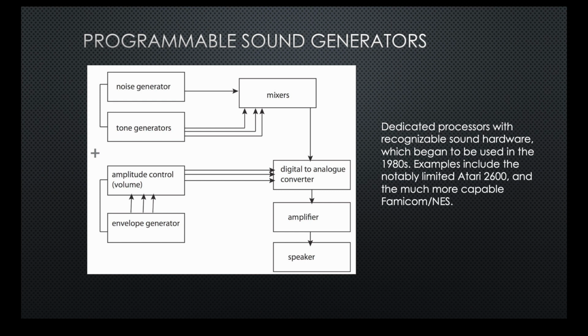And the second way they differ from the simplest buzzers is that programmable sound generators will offer you multiple channels. So the Atari 2600 had two channels so that you could play melody and harmony, or melody and bass, or maybe melody and some sound effects. And then the Nintendo Entertainment System very famously has four different synthesis channels.